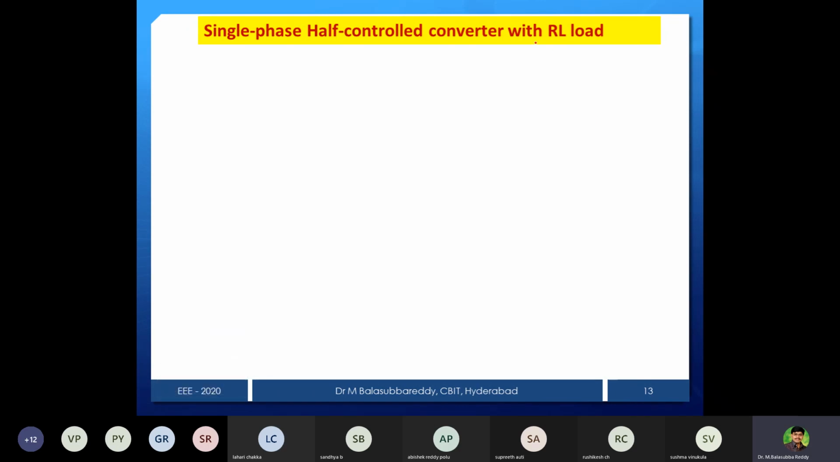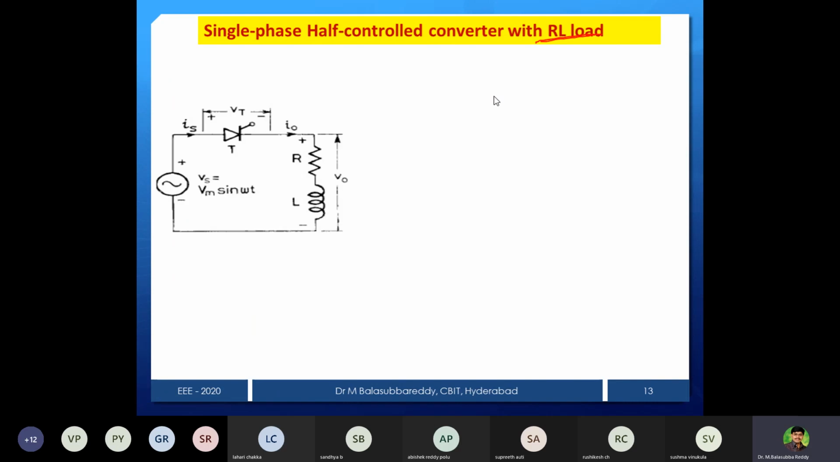Now we'll see, instead of R load, what I will do? I will use RL load. So load will change. Now you can see same circuit only. That's why, if you are aware of the previous two slides, one is a power circuit and waveform, second one is a derivation part. So if you are thorough with those two slides, the rest will only be the modification. That modification is with logic, that is very simple, and we'll see that now.